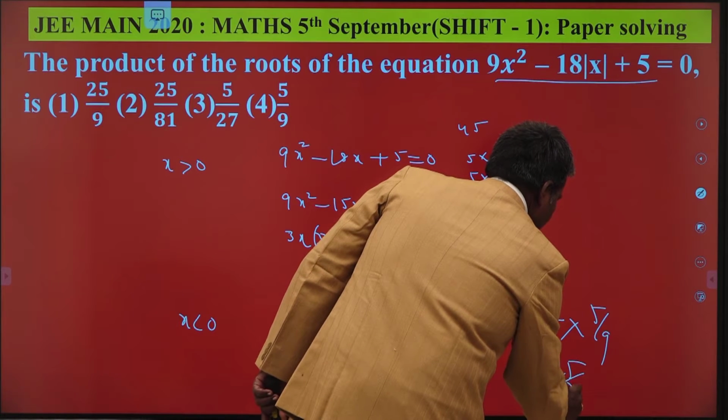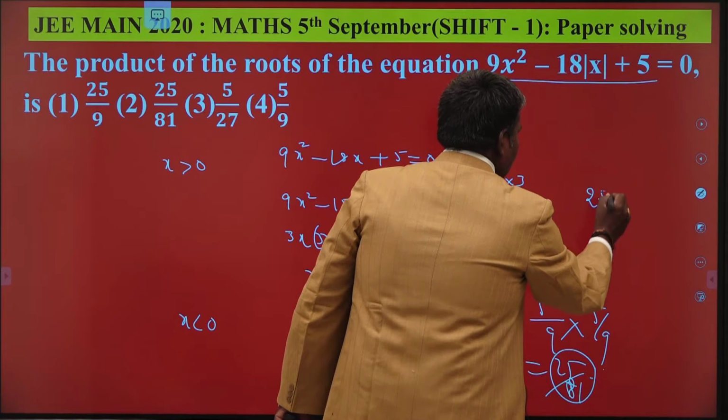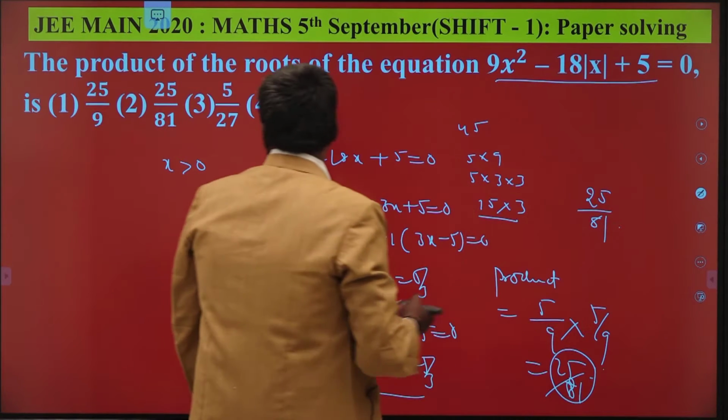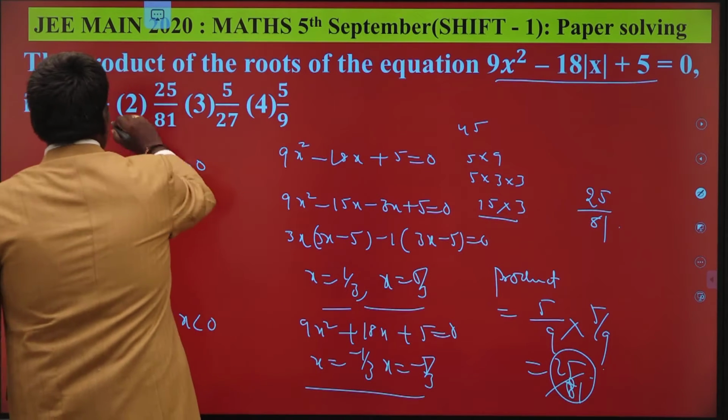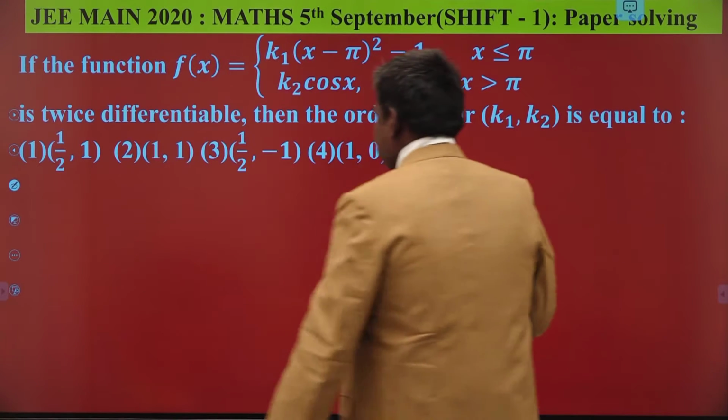25 by 81. So, the answer is 25 by 81. Product of the roots is 25 by 81. We can see the next question.